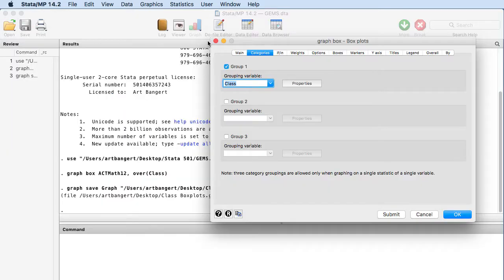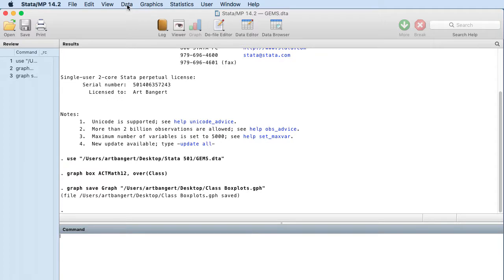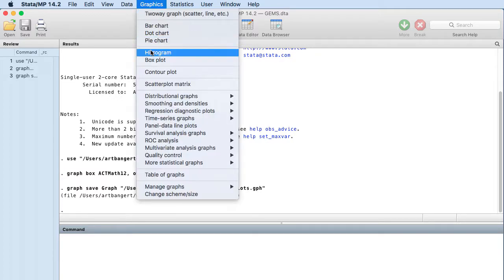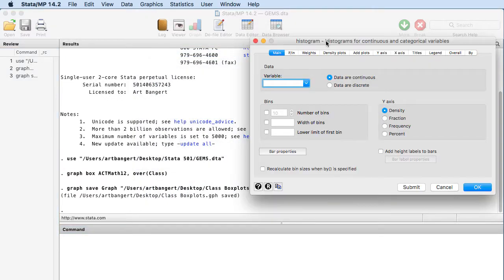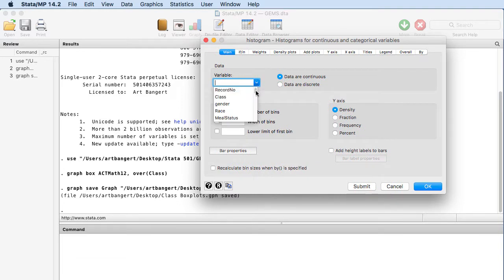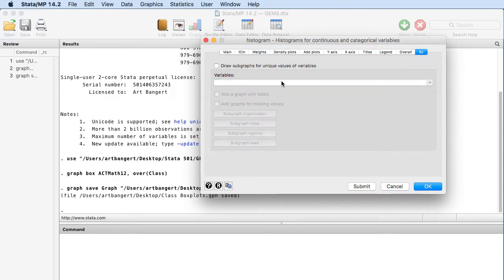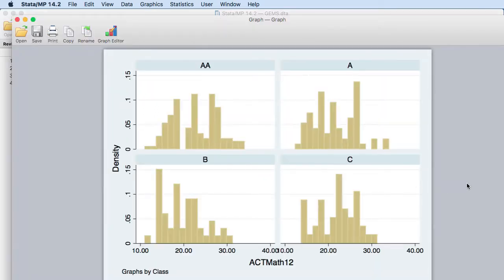Another graphic that we might want to take a look at is the histogram of this data. And so again, our dependent variable is ACT math at the 12th grade, and our grouping variable will be class. And so we can submit this. And so this gives us an overview, or a histogram, of that data.